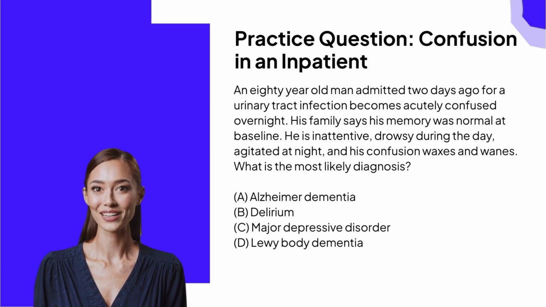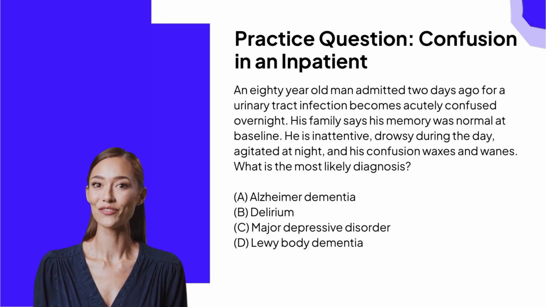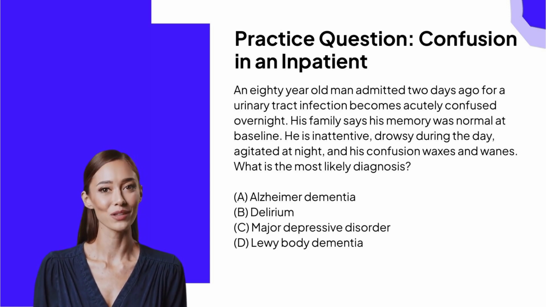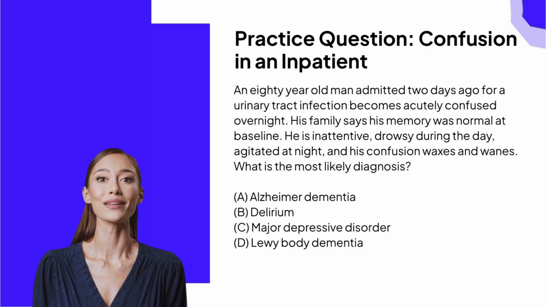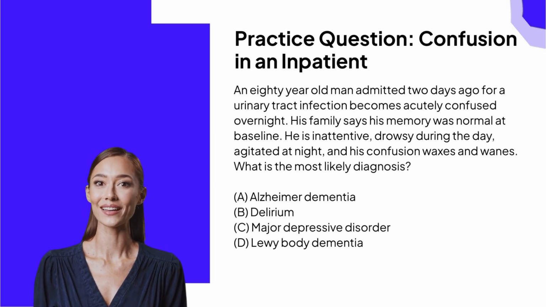Here is our third practice question. An 80-year-old man admitted 2 days ago for a urinary tract infection becomes acutely confused overnight. His family says his memory was completely normal at baseline. He is inattentive, drowsy during the day, agitated at night, and his confusion waxes and wanes. What is the most likely diagnosis?